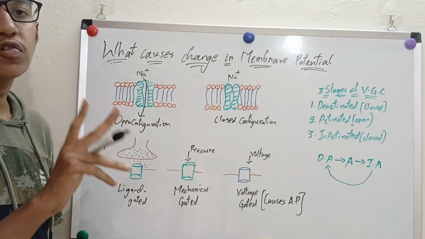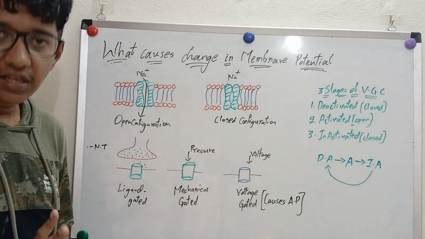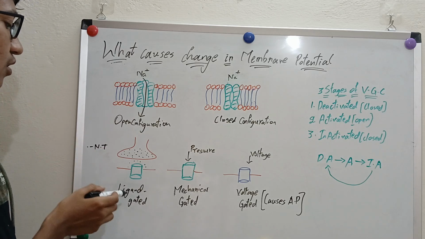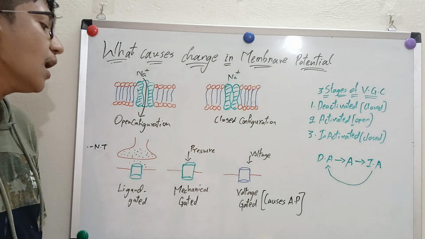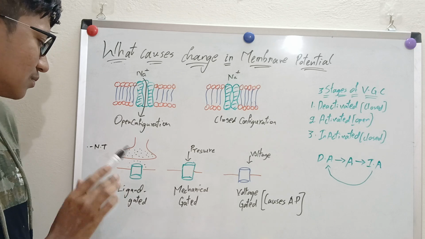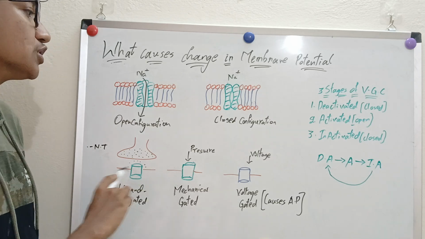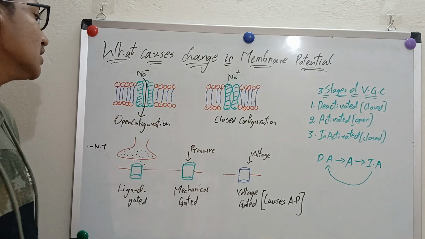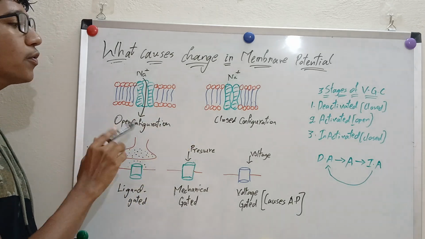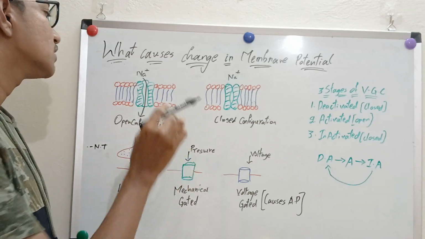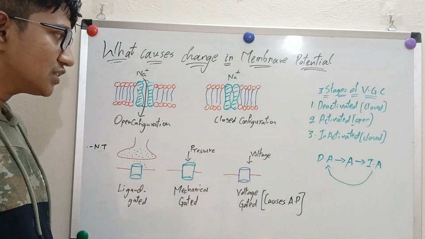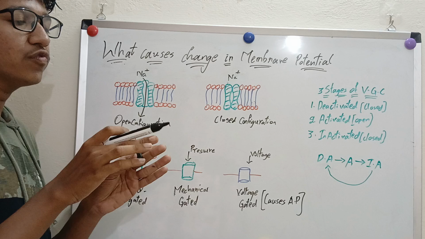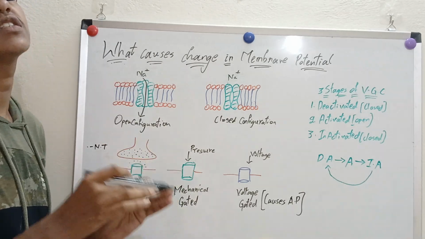Now, what will cause graded potential? There are two types of gated ion channels that are going to cause the graded potential: one is the ligand gated ion channel and the other is the mechanical gated ion channel. How do these gated ion channels function? If we see a detailed diagram, they exist in two states, open configuration and closed configuration. They are composed of subunits, and the subunits are arranged in such a way that they can either form hydrophilic tunnels which are open, or the hydrophilic tunnels can be closed.